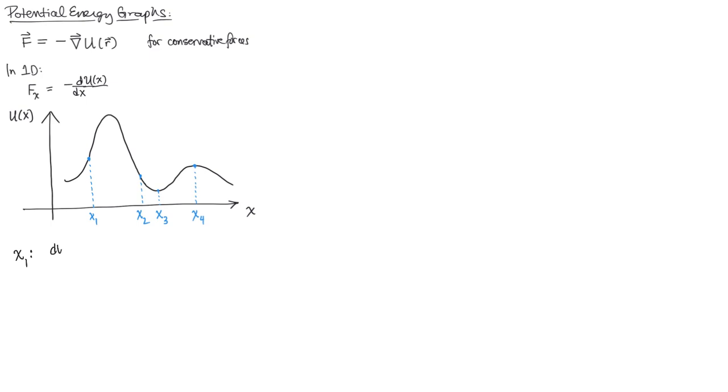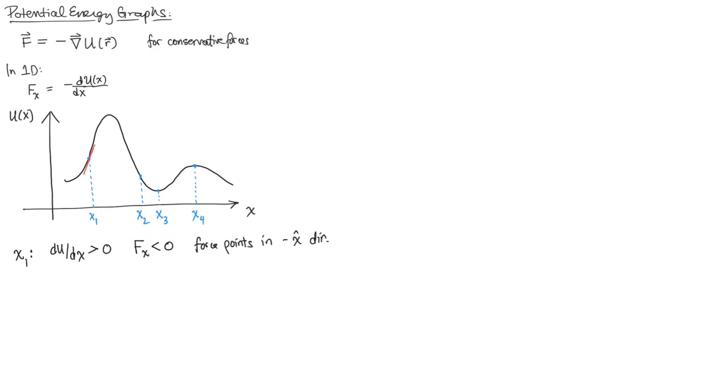At that position, the slope du dx is positive. In other words, if I look at a line tangent to the curve at that point, it has a positive slope. A positive slope, because the force is minus du dx, tells us the force in the x direction is negative. There's a leftward force. So the force points in the minus x hat direction.